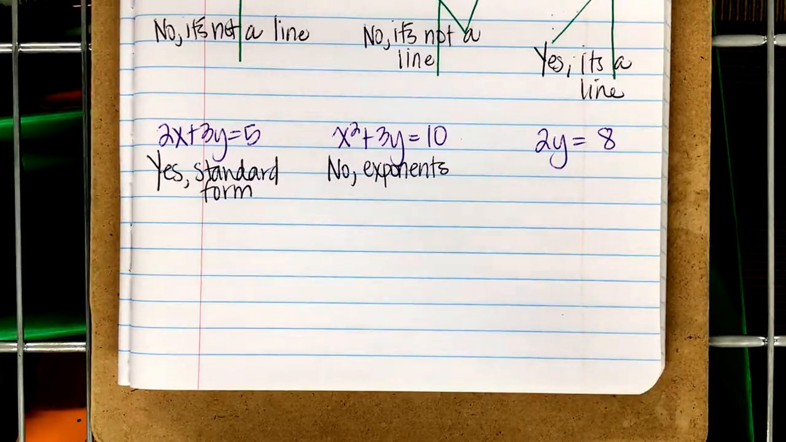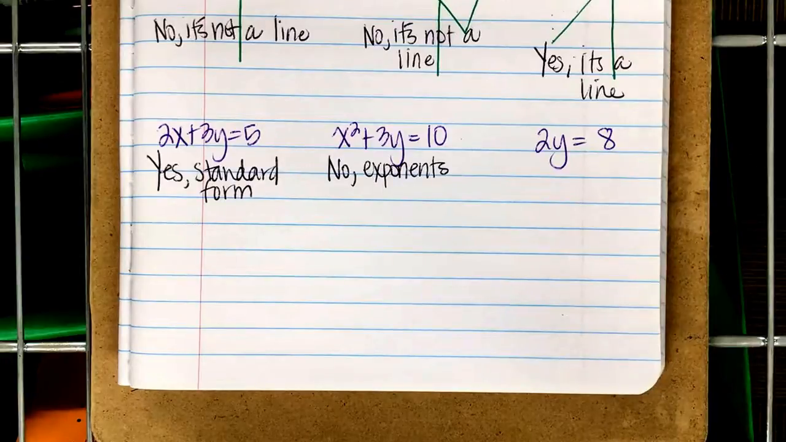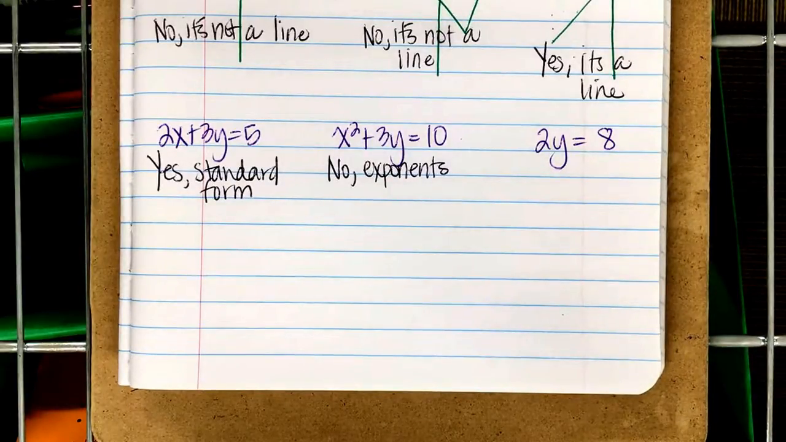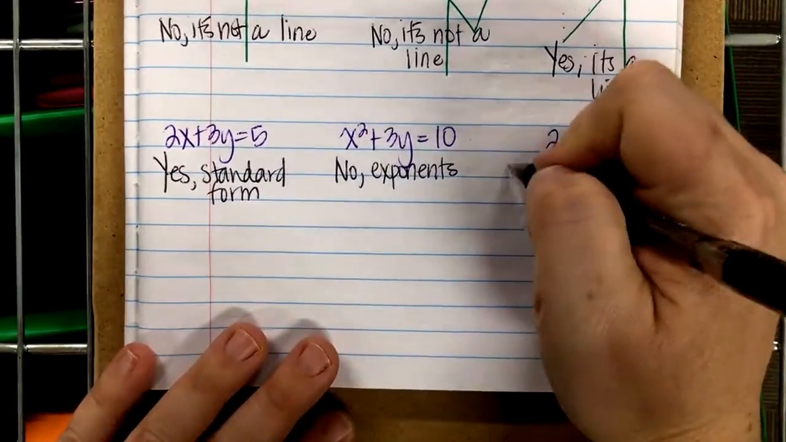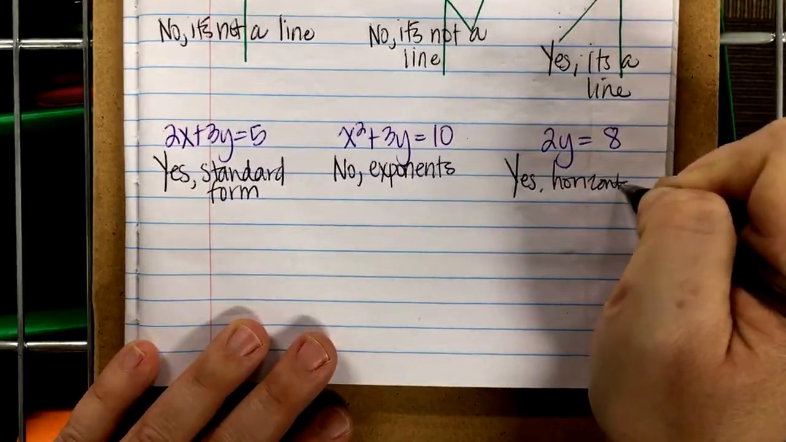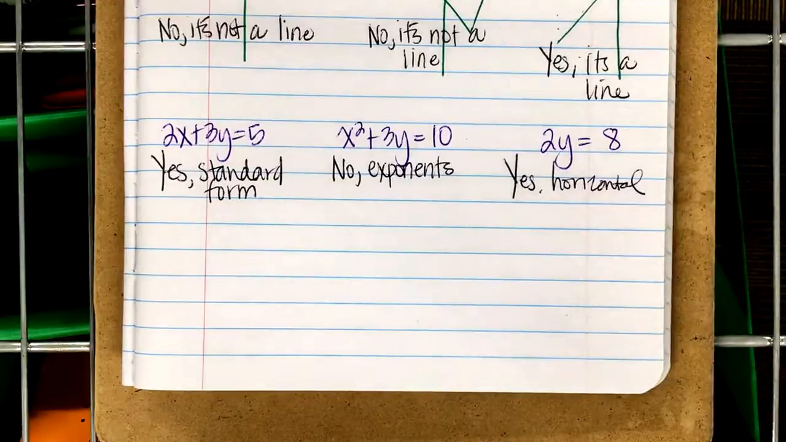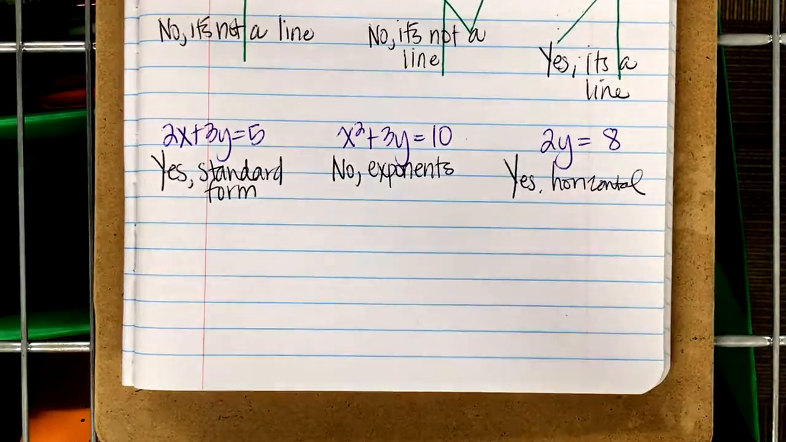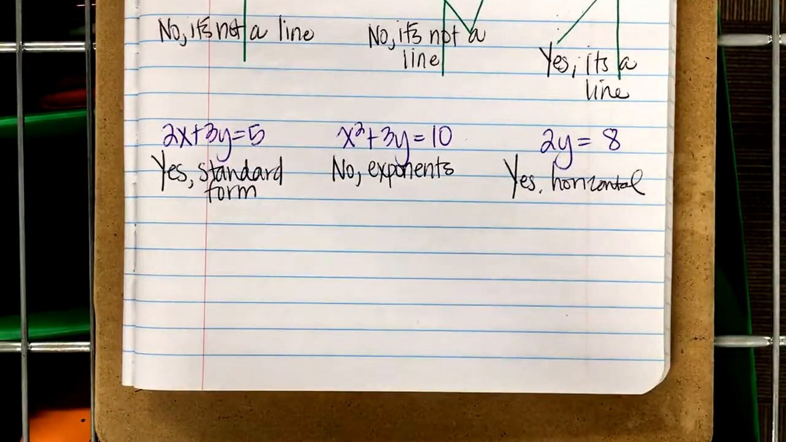But does it have to be diagonal to be linear? No. If there's just a y, what kind of line is it? Horizontal. Is this a line? Yeah. If you were going to simplify this, what would it be? Y equals what? Solve for y. 4. Y equals 4. Could you graph that? Perfect.